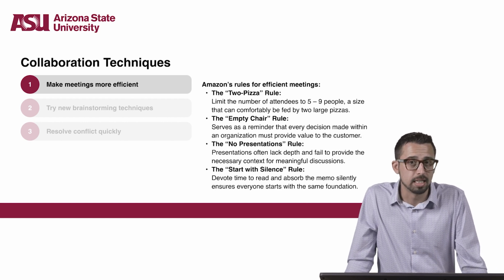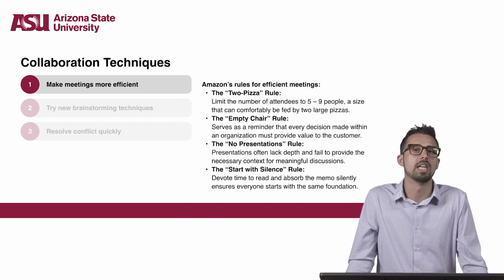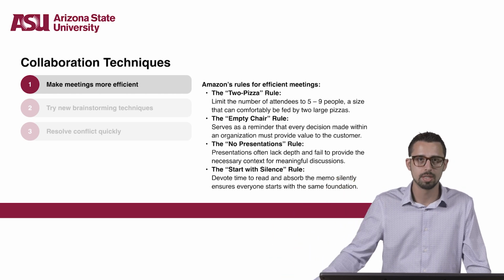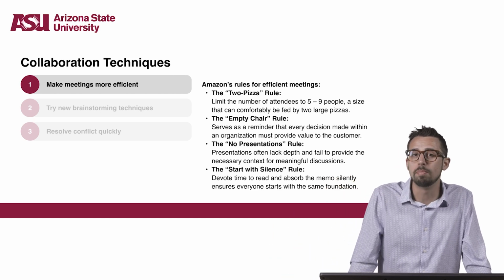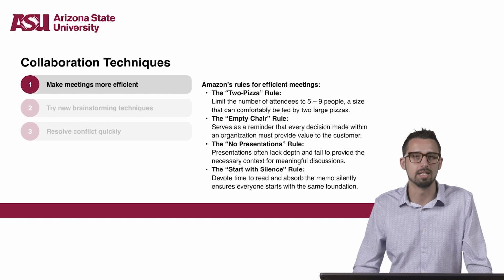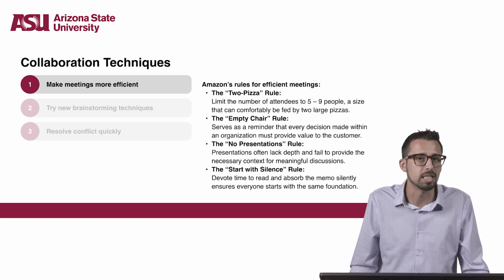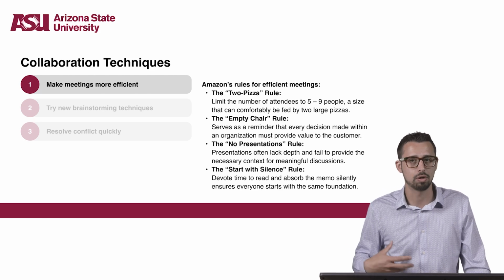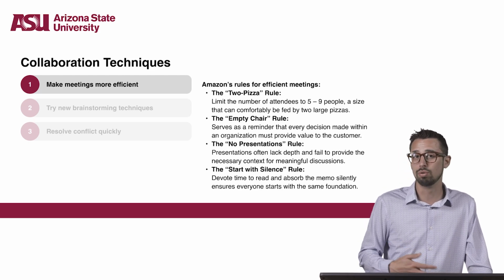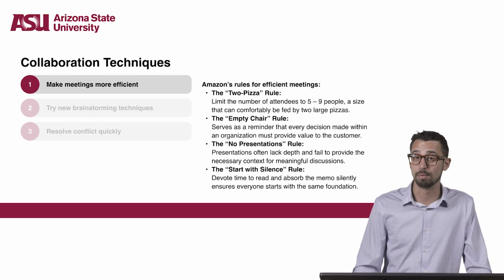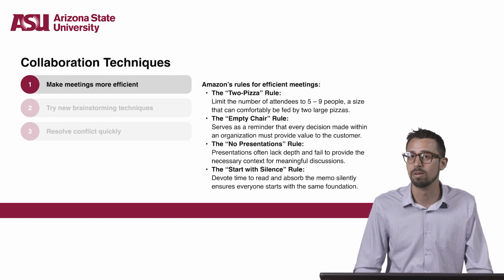Amazon has actually taken some of those steps one step further and actually turned them into rules. They have what's called the 2 pizza rule. In summary, it's just saying that you should limit the number of people attending the meeting to a size that can comfortably be fed by 2 large pizzas. For the record, that's about 5 to 9 people.